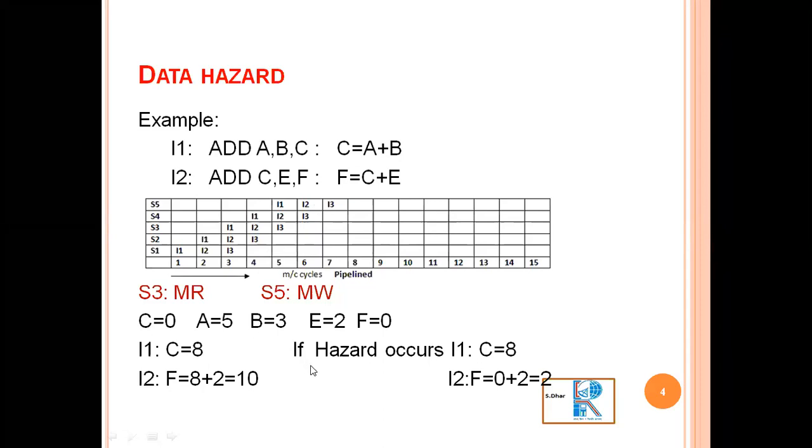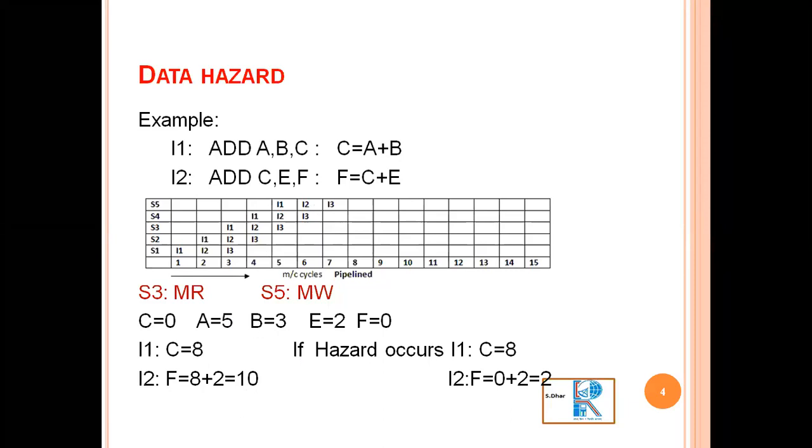Clear? So what is the reason for this hazard? The processor has to stop such that the result is correct. Otherwise, we will get the wrong result, while our expected result is 10. So the processor has to stop the following instruction. That means one hazard occurs here.